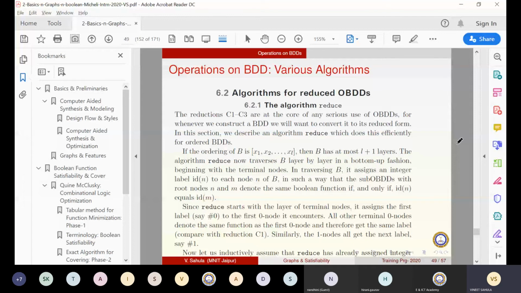What is optimization? Boolean function optimization. We have one given function F1. We are trying to find a reduced second function F2 so that both functions are equivalent. That is what this ROBDD we have just seen does.